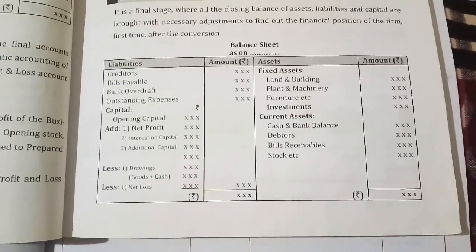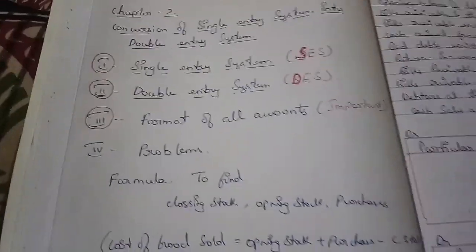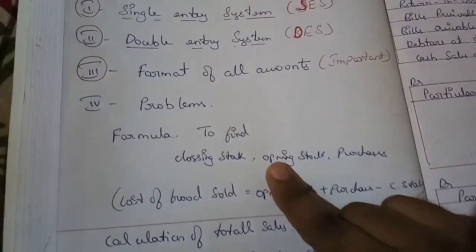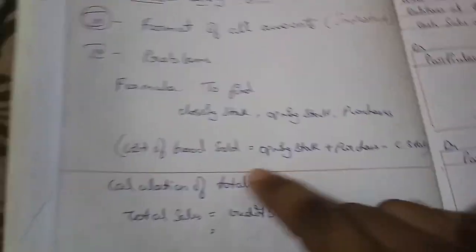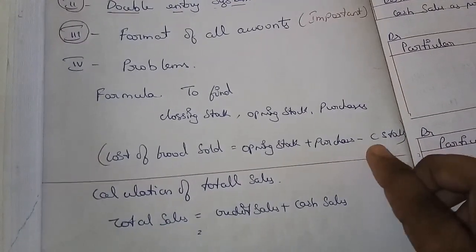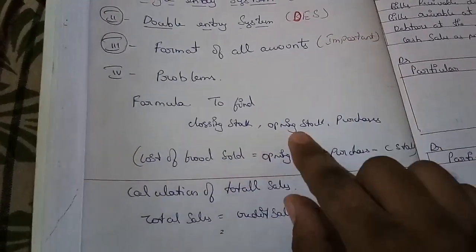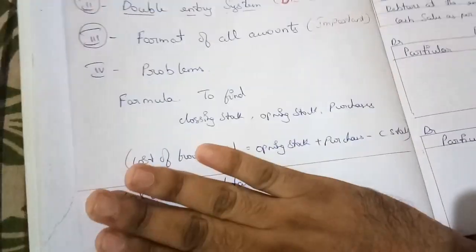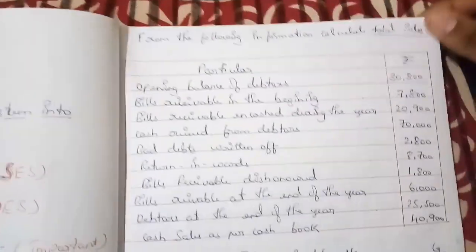Now I think we should go to sums. Let's move. We are again here in this sheet, and we have completed this. Now we are doing problems. So here we have a small formula to find closing stock, opening stock and purchase, that is cost of goods sold equal to opening stock plus purchase minus closing stock. This formula is very important to find out your closing stock, opening stock and purchase as well. So calculation of total sales, this is the next sum we are doing. Okay, now let's move to the sum.